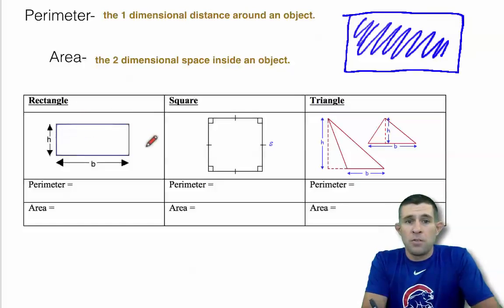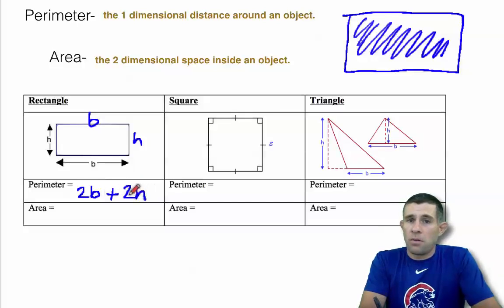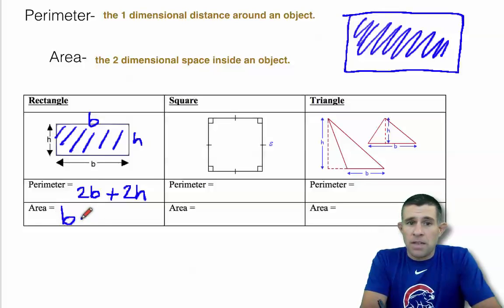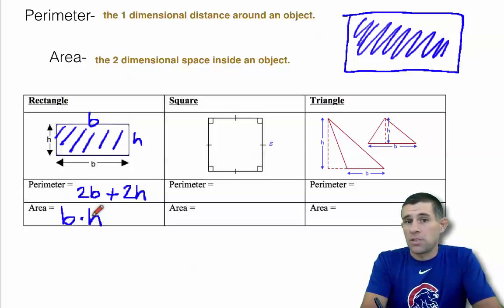A rectangle has two pairs of opposite sides that are congruent. One we're going to call the height, the other one we're going to call the base. Since opposite sides are congruent, we'll label this B and this H. The perimeter would be adding up all of the sides around. Or a simpler way is to say 2 times B plus 2 times H will give us the perimeter of that rectangle. Now the area is the base times that height, and that's going to give us our two-dimensional space inside. So simply base times height, we're going to multiply those two dimensions.